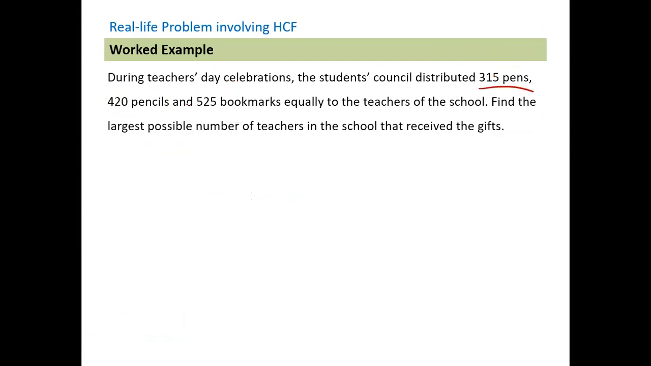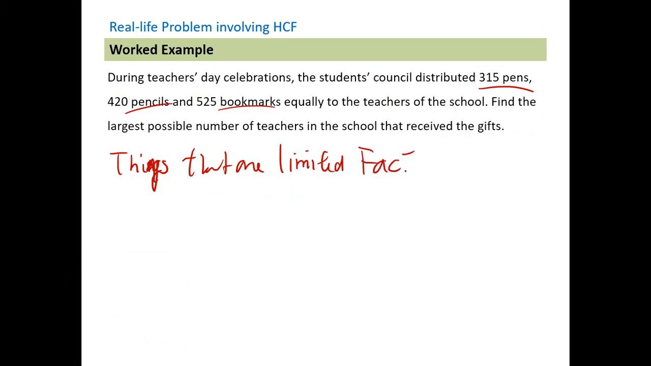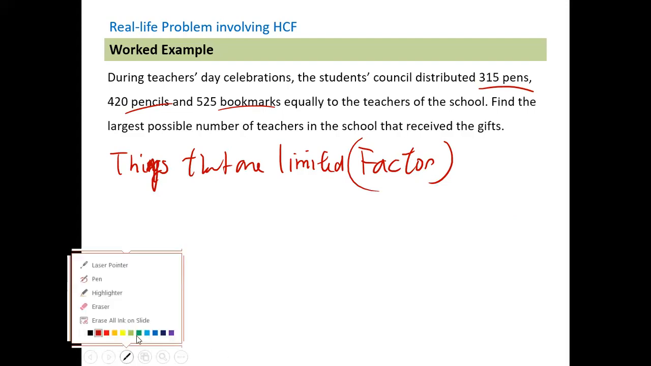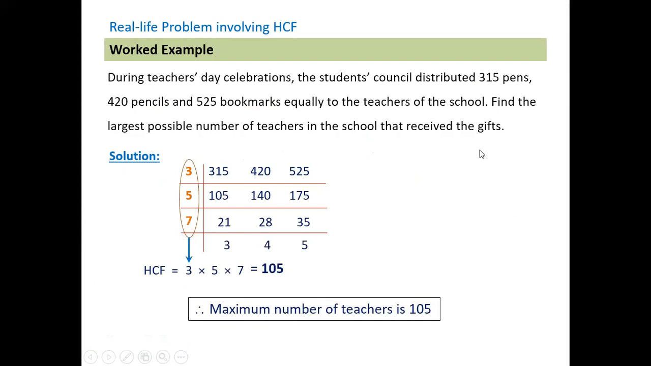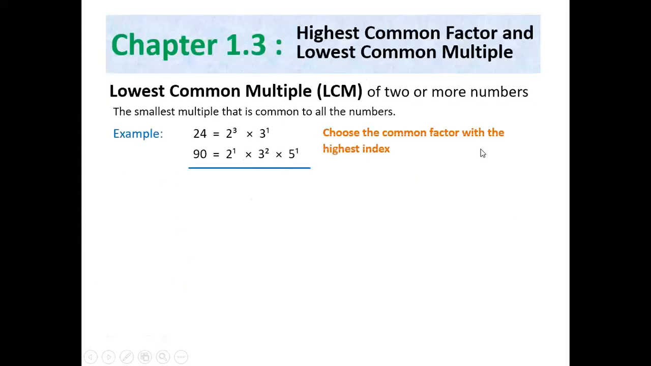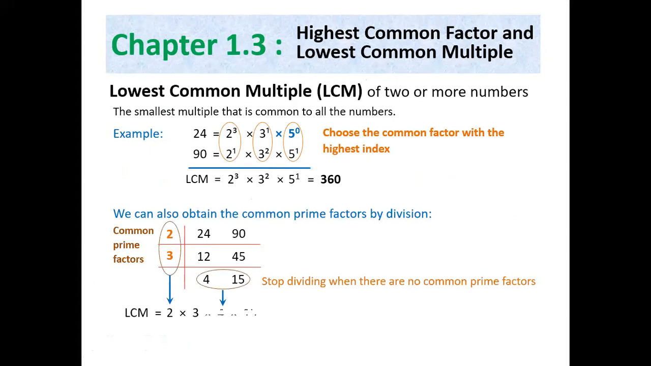So pens, pencils, and bookmarks are things that are limited. So you have to divide. This is what we call factor. So if it is limited, meaning there is a limit, you use factor. Okay, next. I'm quite surprised that the question is so high quality. It's so good.